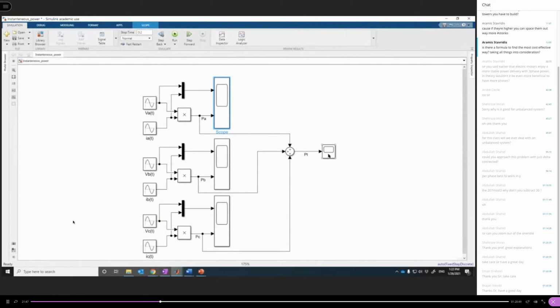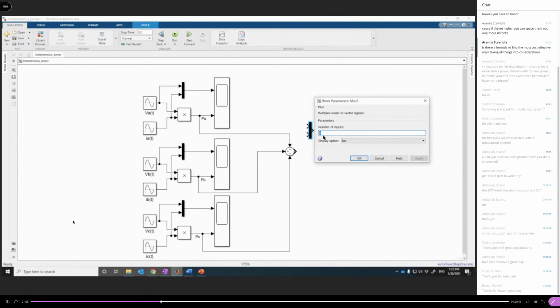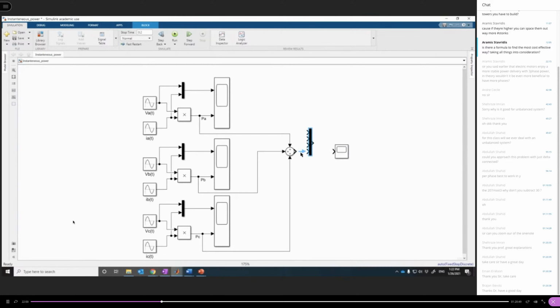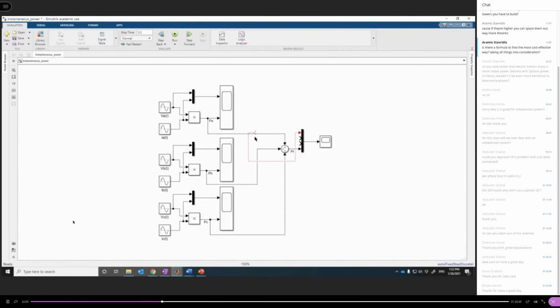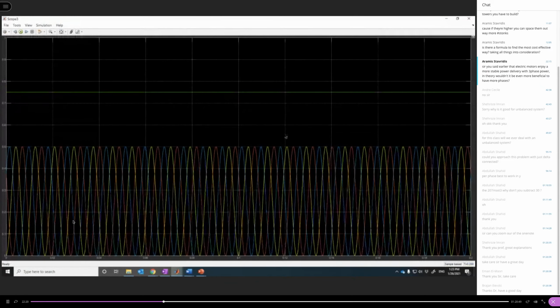The three phases, if we add them together, let's add them together. So we can use a multiplexer like this and inject 4 channels. So we have phase A displayed, B, and then C, and also we display the total right here. Let's run the model and see. Look here, the phase powers are oscillating. So this is phase A, B, and C. These are the phase powers.